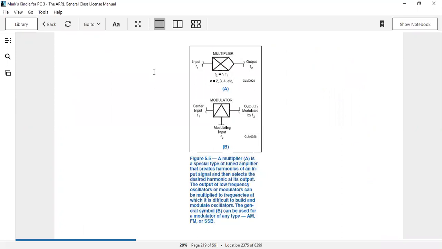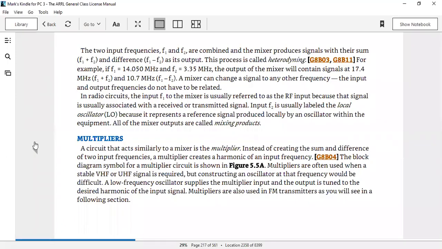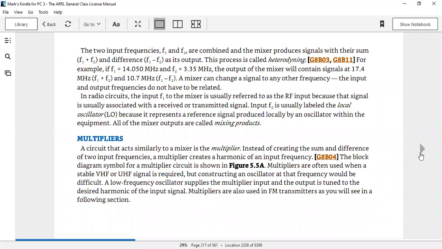How does it do it? Okay, there it is. There's the picture. Next page. Okay, the process is called heterodyning.